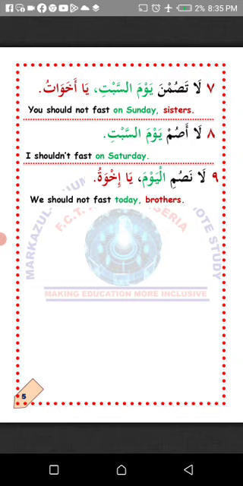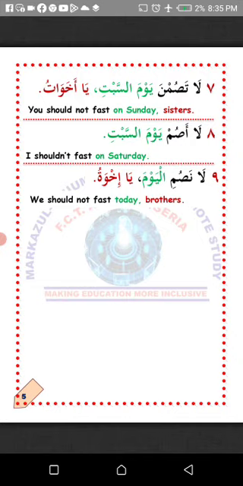Remember that the mimun in la nasum was carrying sukun. However, the lamun after it is also carrying sukun. You know, two sukun in Arabic will never meet at the same time. That was why the mimun carrying sukun has now been turned to mimun carrying kasra so as to avoid the meeting of two sukuns at the same time. So la nasum al-yawma ya ihwa.